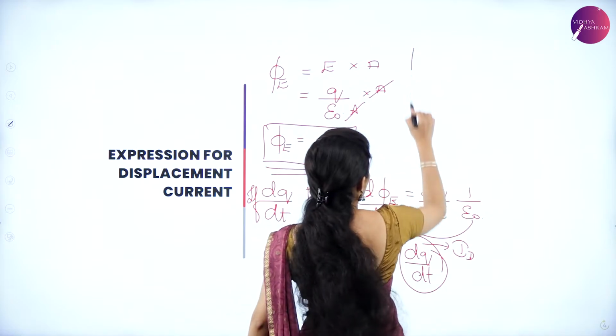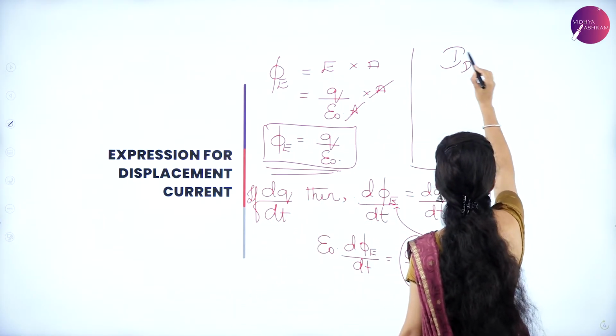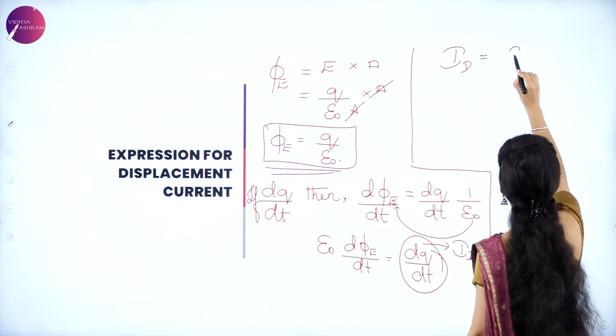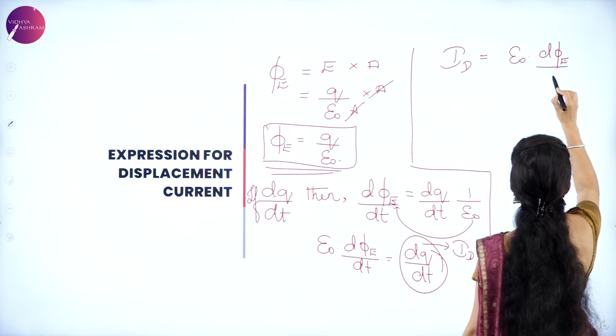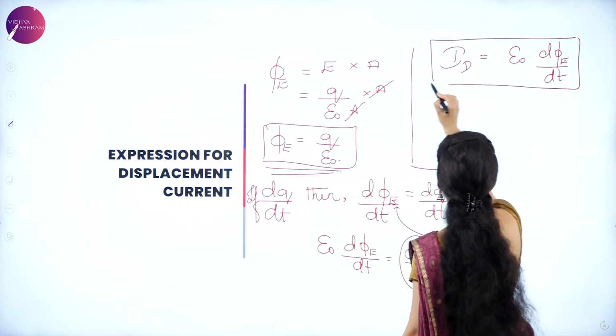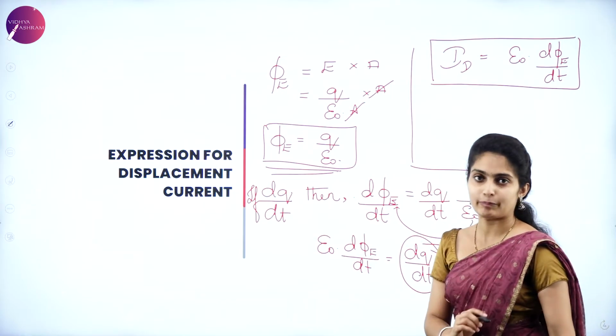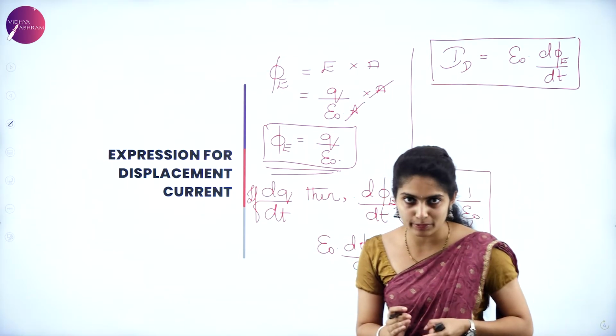So therefore we have the final equation as ID, that is displacement current, is equal to epsilon naught and change in flux with respect to time. So this is that expression which was the missing term. Okay, and we had considered it as equation 1 at the beginning.